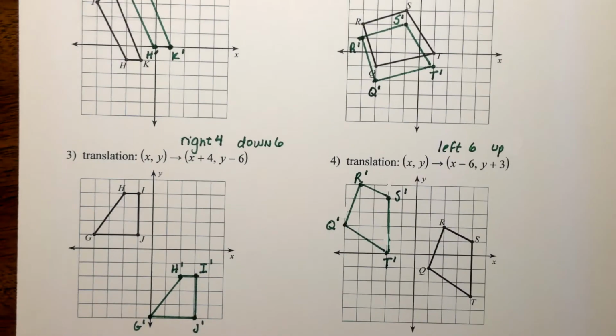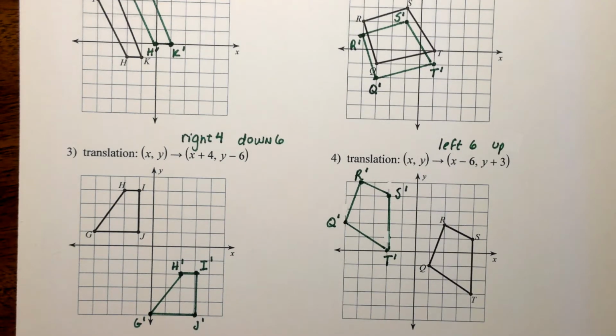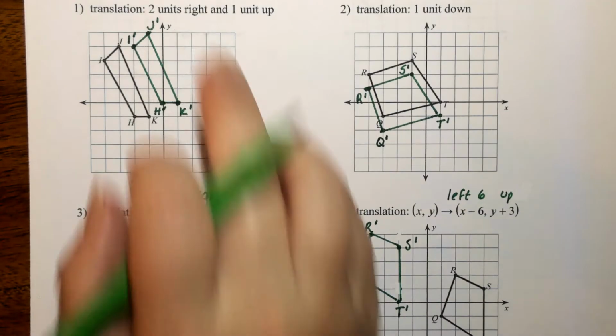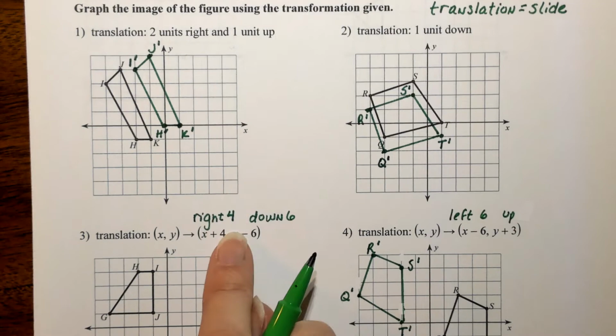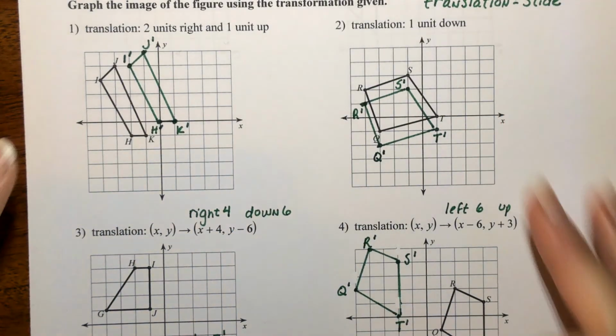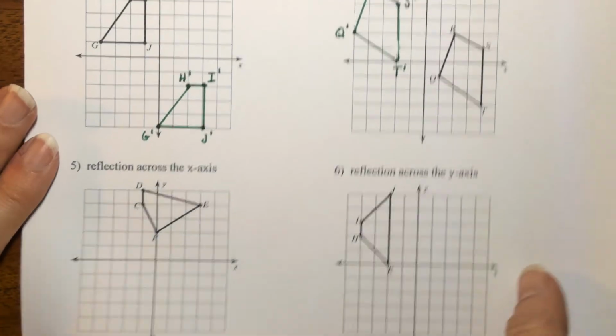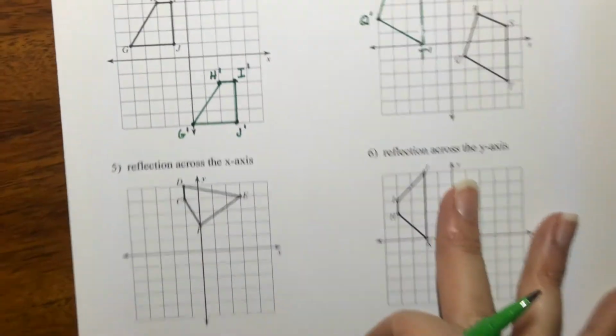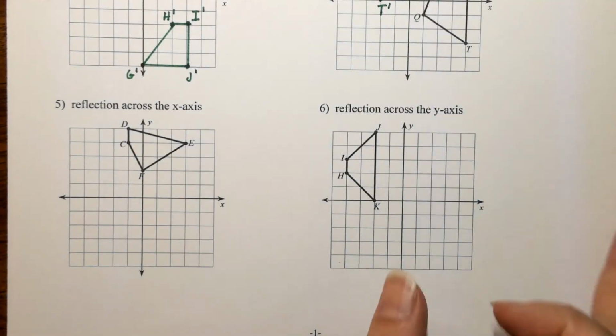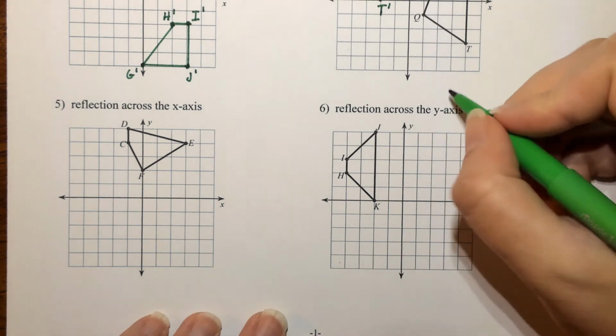Okay, so that is our study of translations and slides. That's the only thing that you'll really ever see with translations. They're just a move, a slide, and you'll either see it written in words or you'll see it written in an equation, which you can just translate into words. Just kind of funny because it's a translation, it's translate, but okay. Now we're going to do reflections. Reflections are flips.